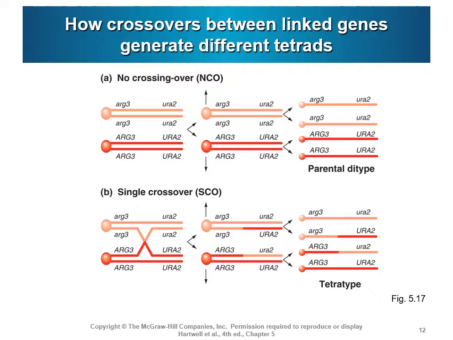So here let's look at 2 different cases where there is a crossing over and there is no crossing over, and there is a single crossover. In case A, there is no crossover taking place, and we can see that those are the parentals, and this is the final product, and we can see that we have parental ditypes here. And in case of single crossover, here is the crossover taking place, and of course it will result in tetratype products.